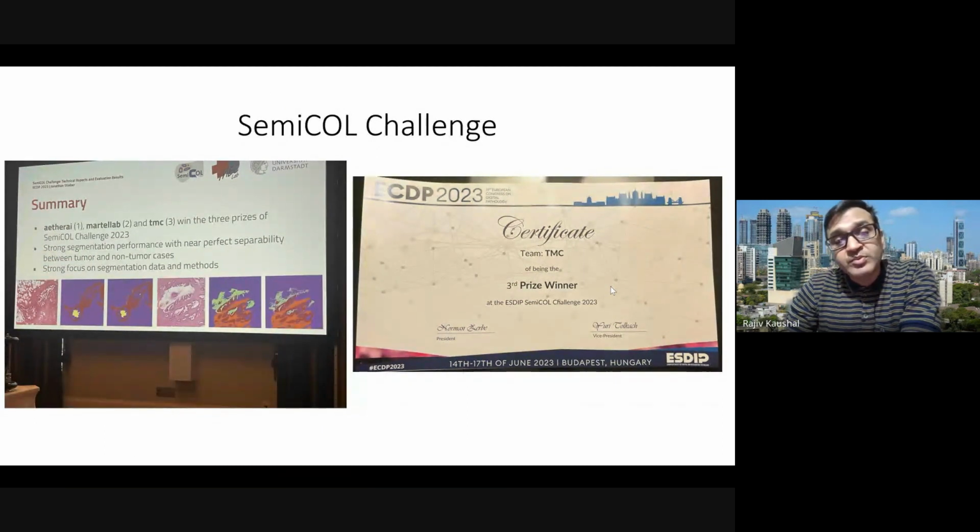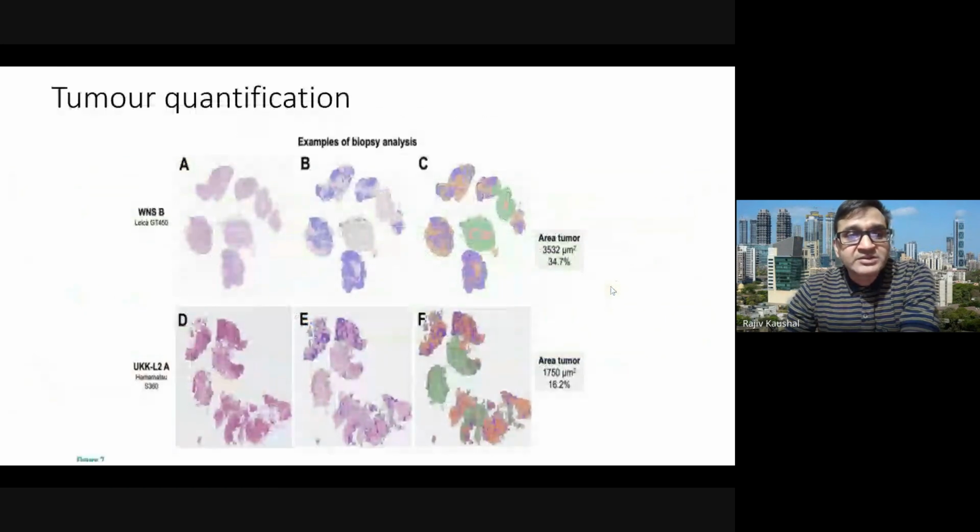This challenge gave us some confidence that what we are doing in this field is good. Now, winning a challenge should not be the goal, but the goal should be to adopt it into clinical practice as easily as possible.